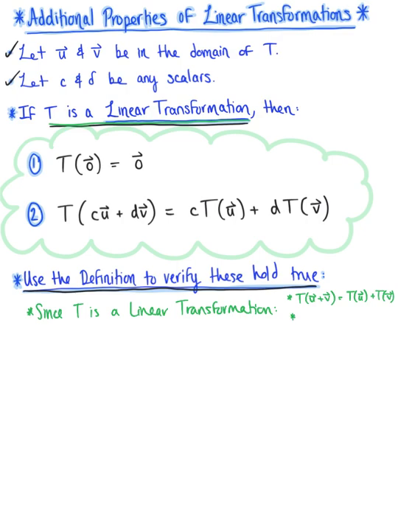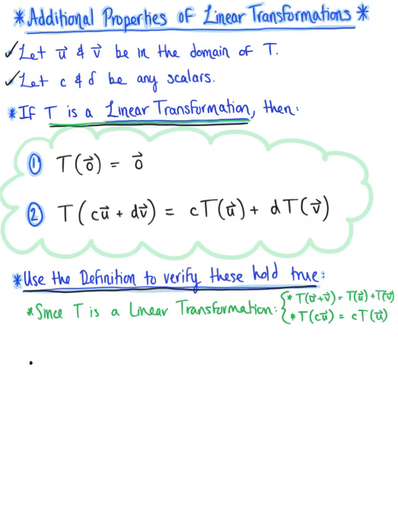We also know that since T is a linear transformation, it preserves the operation of scalar multiplication, meaning that the image of the scalar multiple c times vector u under the action of T is equal to the scalar multiple of the image of vector u under the action of T. So we know right off the bat that these two properties hold true. Let's verify these two new properties.